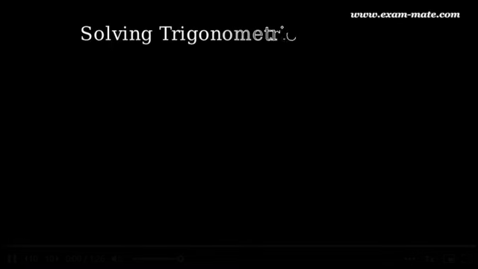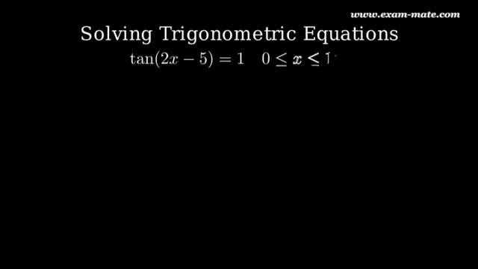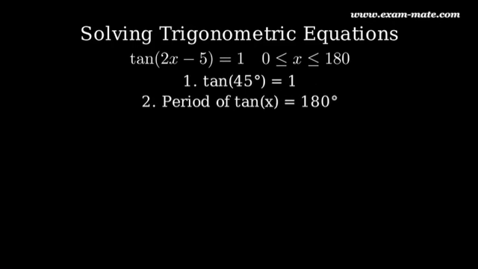Let's solve the equation tan(2x + 5 degrees) equals 1, where 0 degrees is less than or equal to x, less than or equal to 180 degrees. Let's start by recalling some key facts about the tangent function. First, tangent equals 1 at 45 degrees, and the tangent function has a period of 180 degrees.